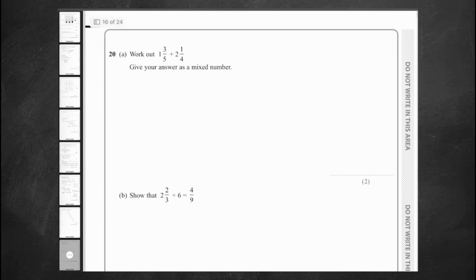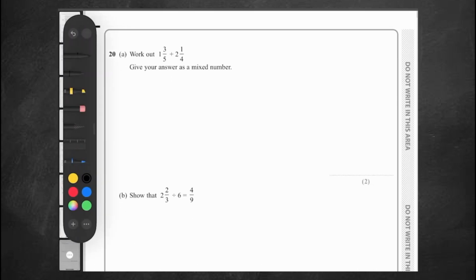Question 20. Work out 1 3/5 plus 2 1/4. Give your answer as a mixed number. So I'm going to make these top-heavy fractions, and then I'm going to make a common denominator. So we have 1 3/5, which is the same as saying 5/5 plus 3/5, so 8/5. And 2 1/4 is going to be 8/4 plus 1/4, which is 9/4.